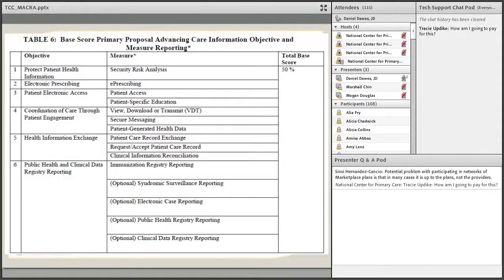And in case you're interested, these are the 6 objectives for the base score that they will be measured on: protecting patient health information, which we talked about, e-prescribing, patient electronic access, coordination of care through patient engagement, HIE, and then, of course, public health and clinical data registry reporting.